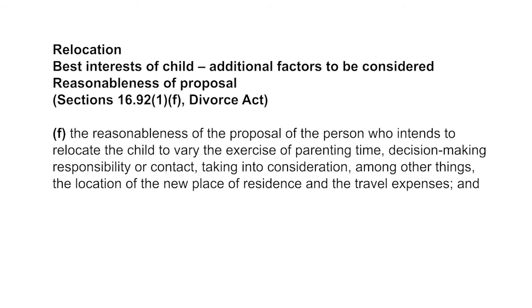So then the next section talks about the reasonableness of the proposal. And really, this is the biggie. This is the big section, because if, for instance, a move is not really going to change much, except for maybe an additional half-hour of travel time a week, there's going to be less likelihood that the courts will stop that move versus if you want to move across the country and completely eradicate time. So it's going to look at things like how it's going to affect parenting time, how it's going to affect decision-making or contact, the new location of the resident, travel expenses, time of travel. So again, an inclusive section that allows the court to look at, is this move reasonable?